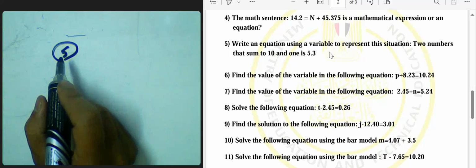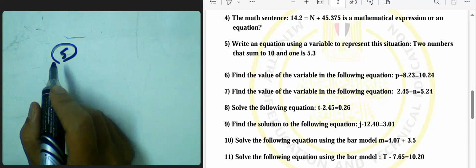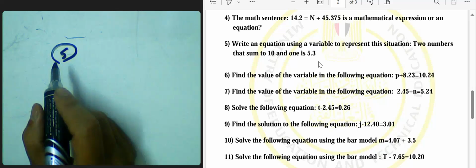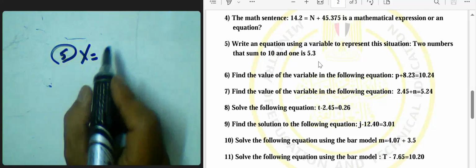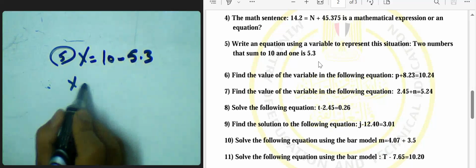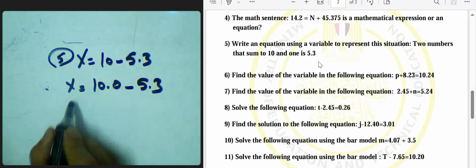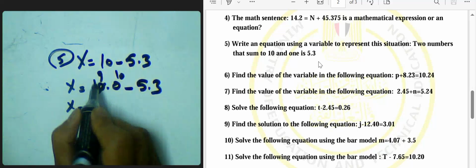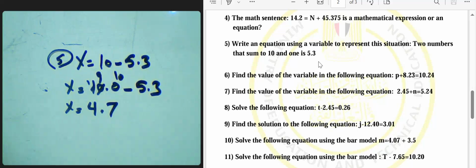Question number 5: write an equation using a variable to represent this situation. Two numbers that sum to 10 and one is 5.3. You want to find the variable for the two numbers whose sum was 10 and one of them was 5.3. To find the missing one, you subtract them from each other: 10.0 minus 5.3. Here it becomes 10 and here 9. 10 minus 3 is 7, 9 minus 5 is 4. So the result will be 4.7.